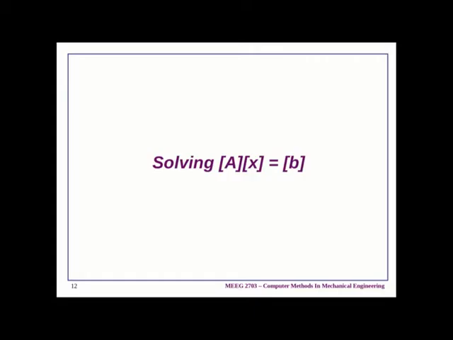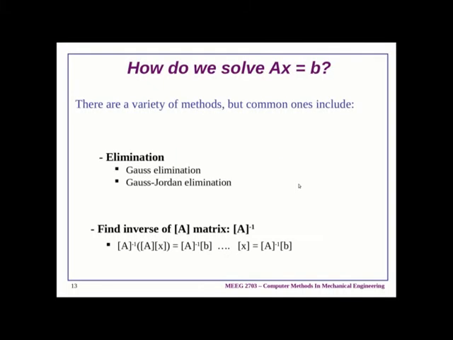So I just want to give a broad overview of some common methods for solving AX equal B type matrix equations. This represents a linear set of equations where A is the coefficient matrix, X is the solution vector, B is the right hand side vector, or constant vector, or forcing vector. So how do we solve AX equals B? What are some matrix techniques?